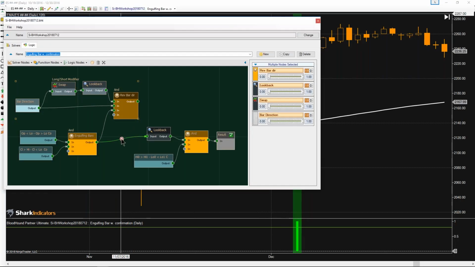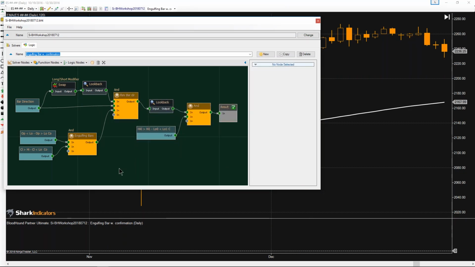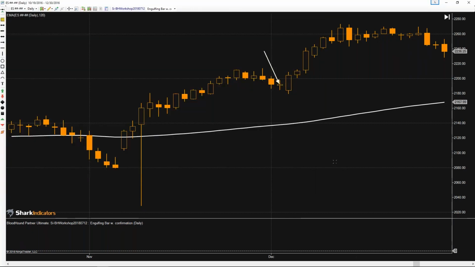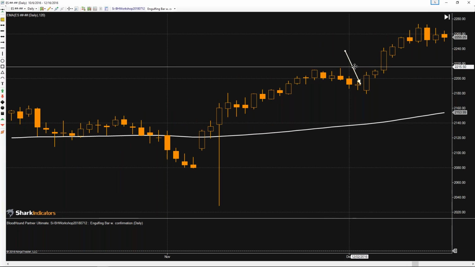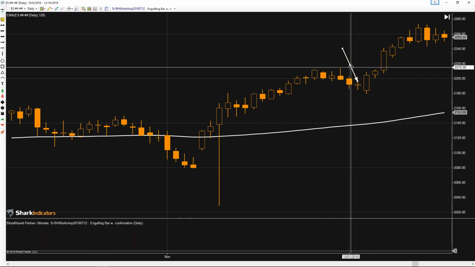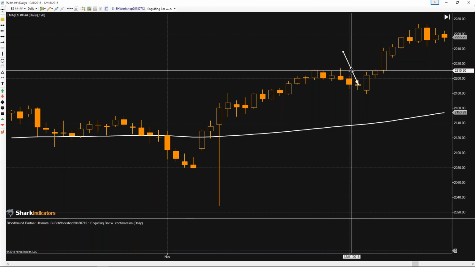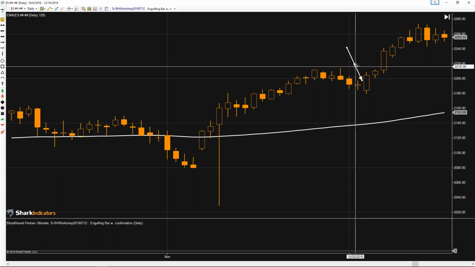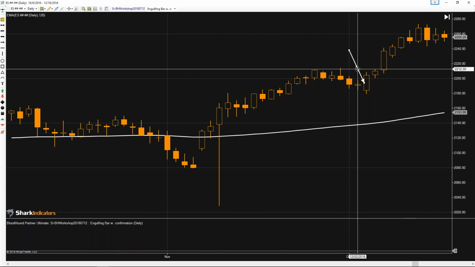So let's reconnect everything back up the way we had it. Connect that up like so. All right, if we go back to the chart, there we go. Now that signal is missing. All right. So there was a very specific definition of this engulfing pattern here. We needed a down bar prior to a reversal up bar for engulfing.